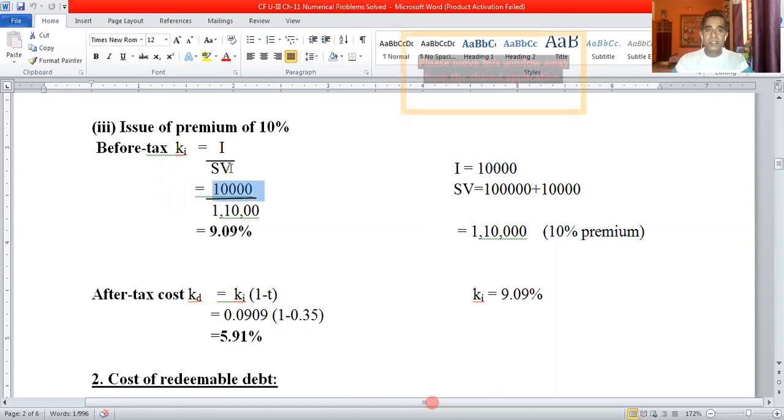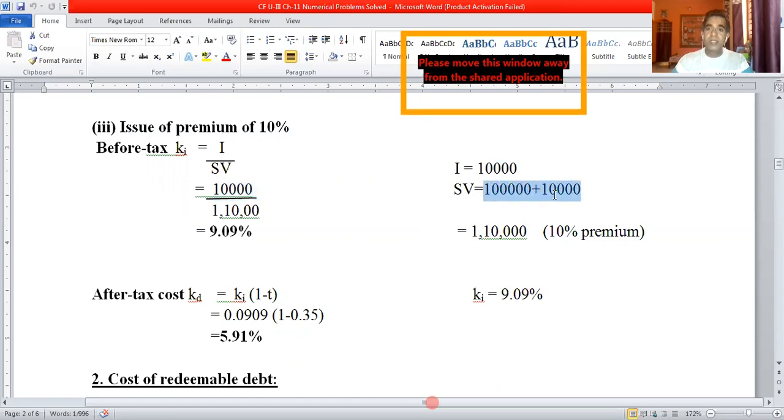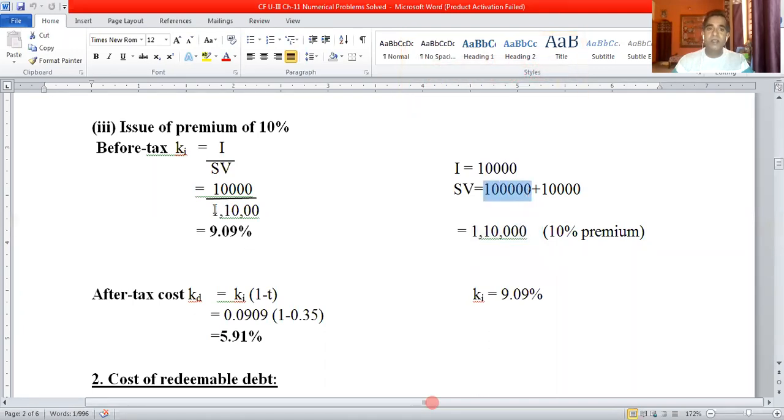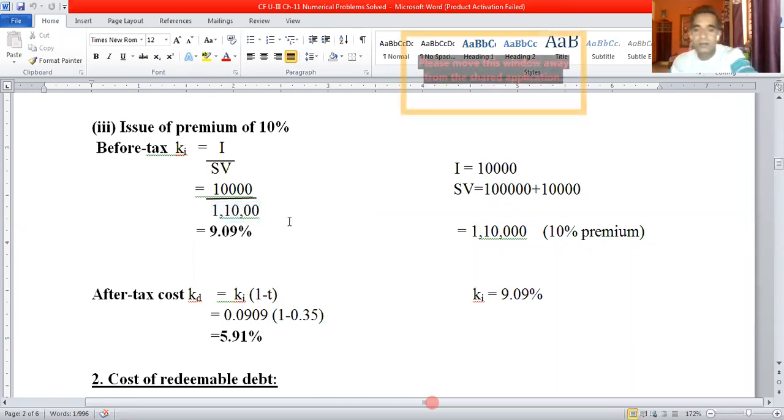Whereas SV is the net sale proceeds of the debt. The debt is issued at 10% premium, and 10% of 1 lakh is 10,000. So how much cash is coming into the company? 1 lakh plus 10,000 premium. So SV, the net sale proceeds or the amount of capital coming into the company, is 1 lakh 10,000 rupees. But remember, the company will pay interest only on 1 lakh rupees.